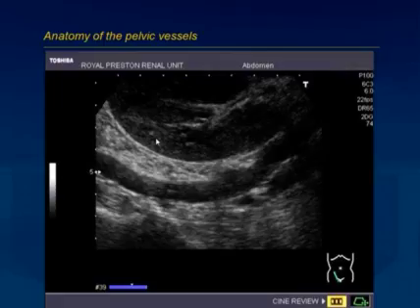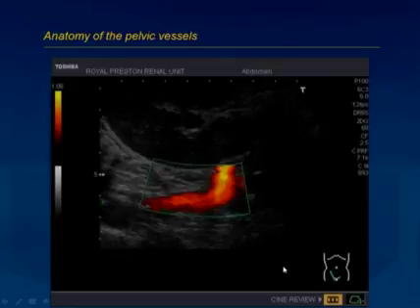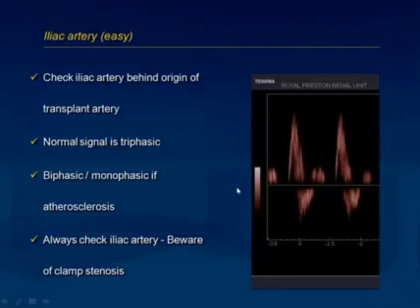Moving on to measuring the pelvic vessels, here you can see the transplant, and below that in black and white the iliac artery. And if we use power Doppler, that becomes very clear, the iliac artery and the origin of the transplant artery. What do we want to measure in the iliac artery? We want to check the iliac artery behind the origin of the transplant artery. The easiest way to do it is to place the transducer alongside the iliac artery and measure very close to where the external iliac artery becomes femoral artery, because that would surely be very much behind the origin of the transplant artery.